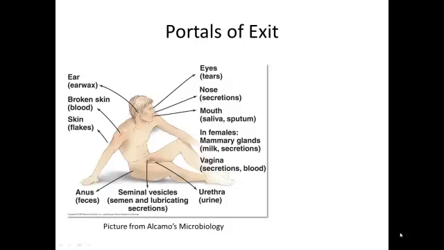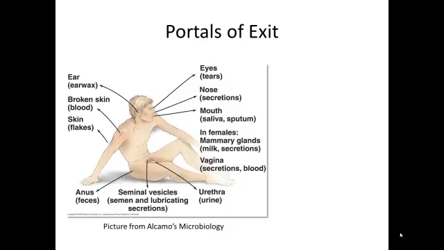Now let's move on to portals of exit. Now, there's three goals of a pathogen. They want to get into a new host, replicate themselves, and get out to a new host. Okay, so once they've caused disease, they need to get out. So they get out the same way that they got in, pretty much. And the portals of exit are linked to where they're causing disease.